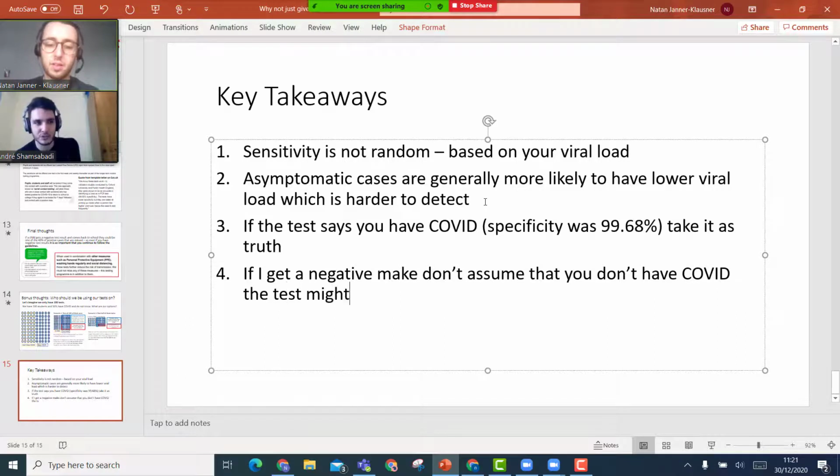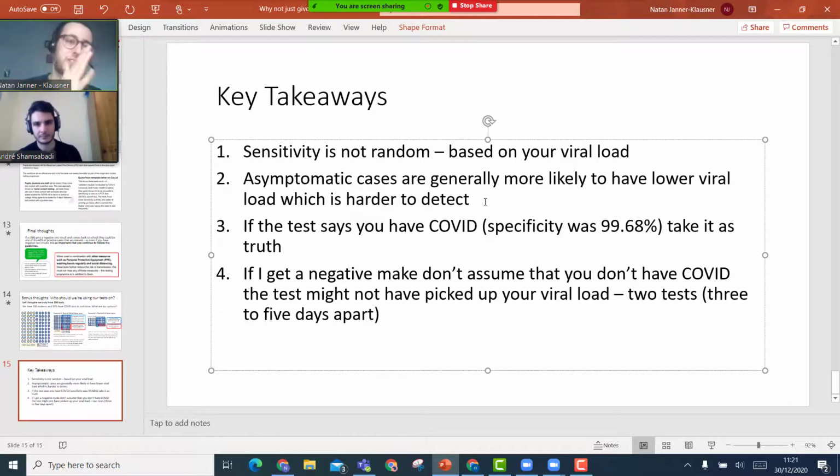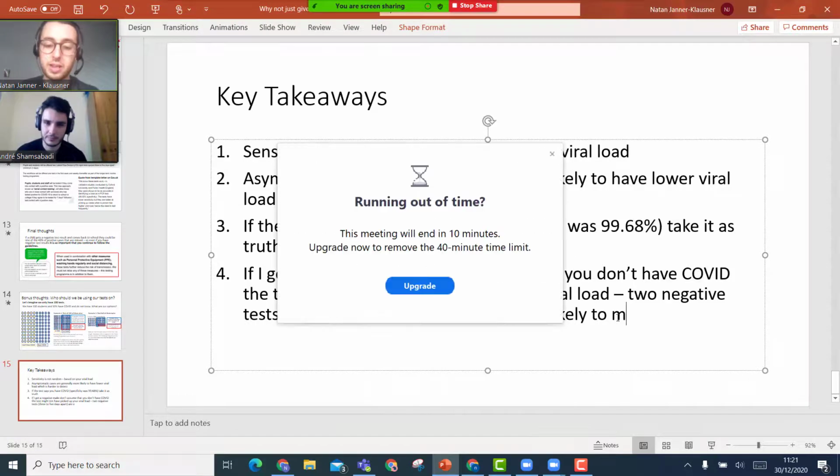But saying that you don't have COVID even after 2 negative tests is making an assumption. It's still making an assumption. 2 tests, 3 to 5 days apart, and that's why the government says that. 2 tests 3 days apart gives your body a chance to have changed your viral load. 2 negative tests are more likely to mean you don't have COVID.